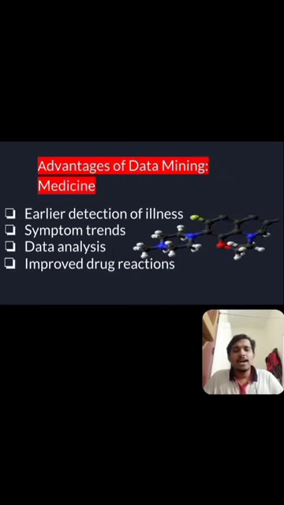And these are the advantages of data mining in medicine. First one is early detection of illness and symptom trends, as certain symptom trends are changing day by day and yearly. Second is improving drug reactions, following step-by-step procedures of the reaction of a drug in a person as time passes. These are the advantages of data mining in medicine.